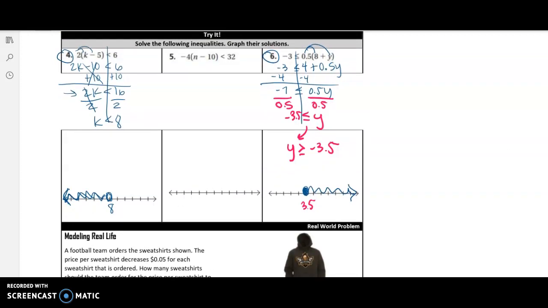Number 6, we are taking the 0.5 through the parentheses, so we have 0.5 times 8, which gives us a 4. 0.5 times y gives us a 0.5y. We have a positive 4, so we're going to subtract 4 from both sides. And that leaves us with just our 0.5y on that right-hand side. So since we're multiplying 0.5 times y, we have to divide by 0.5 on both sides. And we get negative 3.5 is less than y.